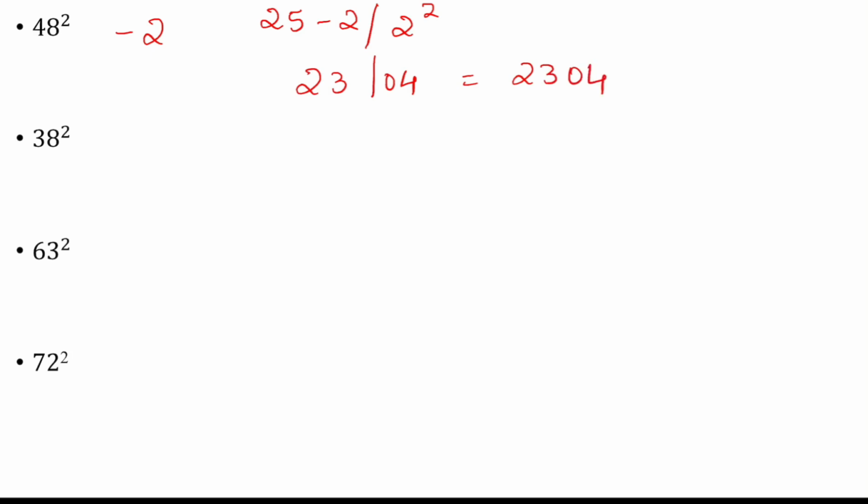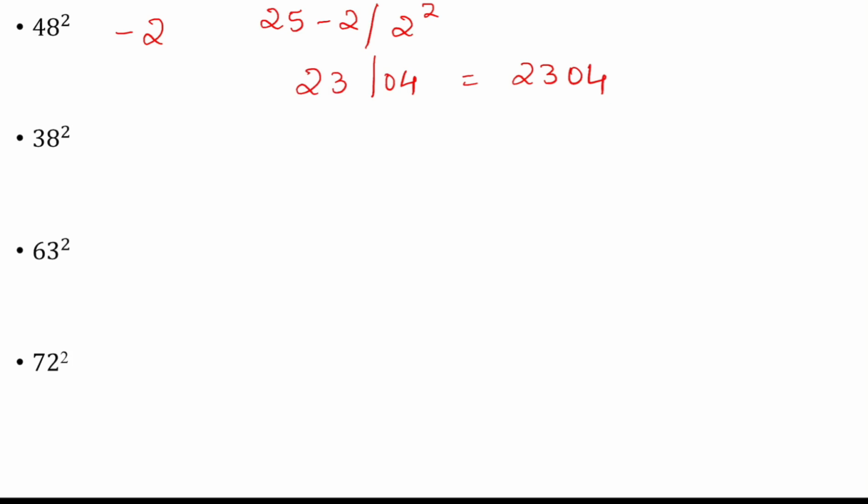Okay. Next, 48 square. 48 is how much less than 50? It is 2 less. Therefore, 25 minus 2 bar 2 square. 25 minus 2 is 23 and 2 square is 4. So, write 04. So, 2304 is the square of 48.